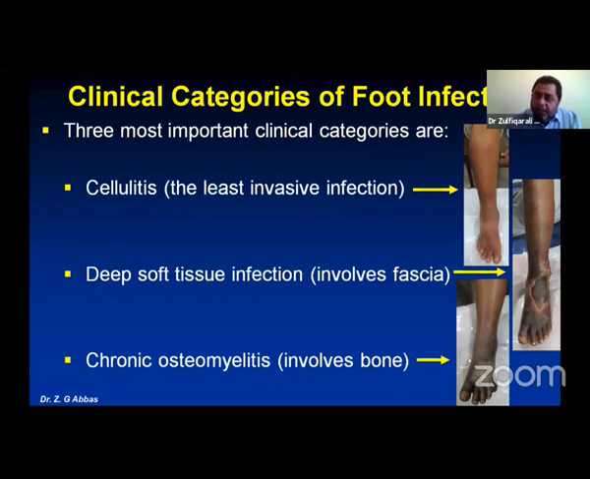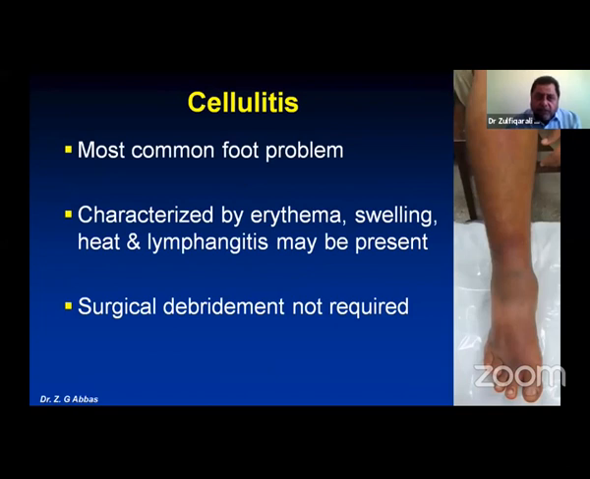Three most important clinical categories: cellulitis, which is the mildest infection and commonly falls under the jurisdiction of physicians, which we all are, but we see more than that. Deep soft tissue infection, which involves the muscles and fascia, or chronic osteomyelitis, which involves the bone. Cellulitis is the most common foot problem, characterized by erythema, swelling, heat, and lymphangitis may be present. Surgical debridement is not required here, and it can be treated purely on medical grounds.